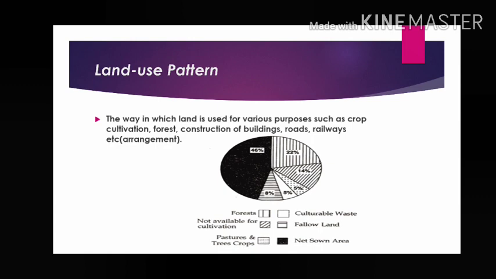That means, with the help of this pie chart, you can easily develop a plan on how to increase the forest area. What percentage do you need? 33, and you have 22. That means you have to increase near about 11% area under forest. So you can make a plan. That is why we need to study the land use pattern, because you can easily develop a plan according to the land utilization. Clear?